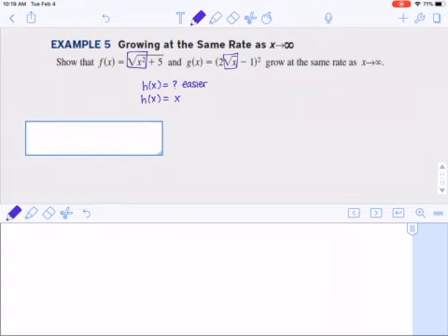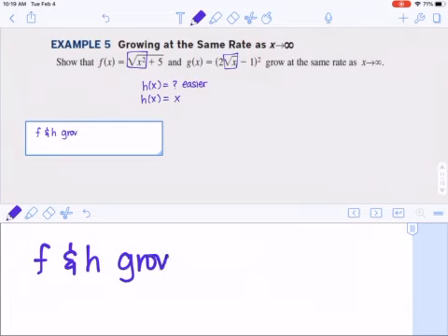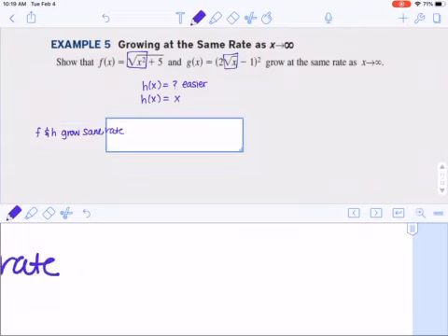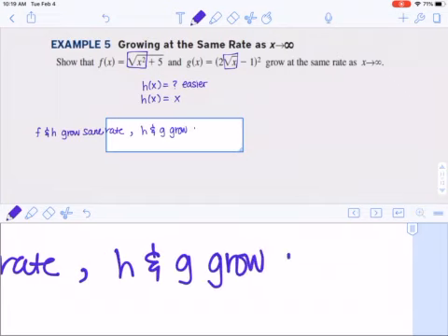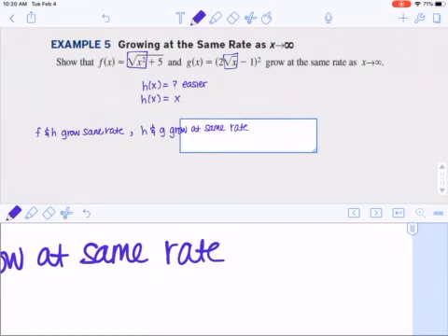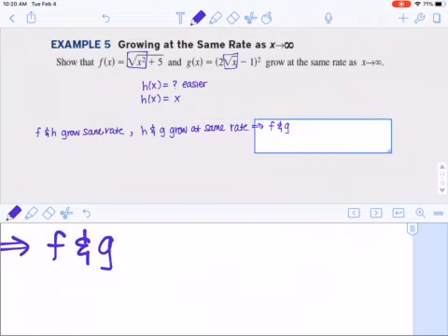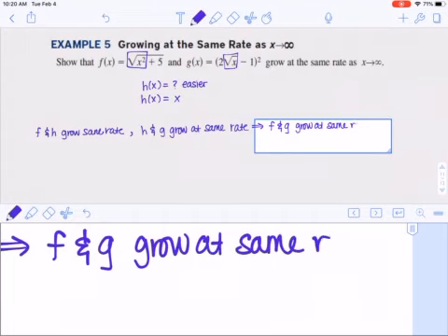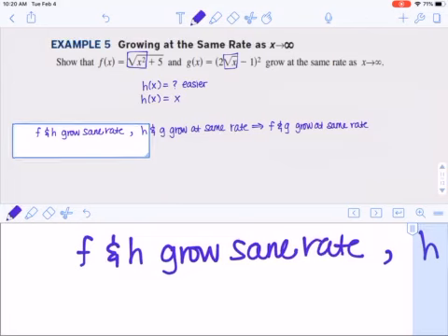Now I have to show that f and h grow at the same rate. And then after that, I'm going to show that h and g grow at the same rate. If those are both true, then I can show that f and g grow at the same rate by transitivity.